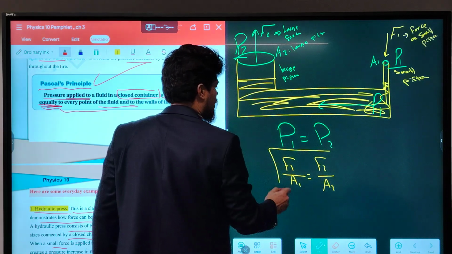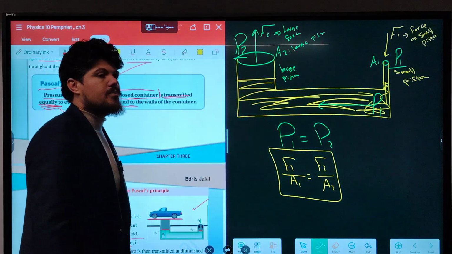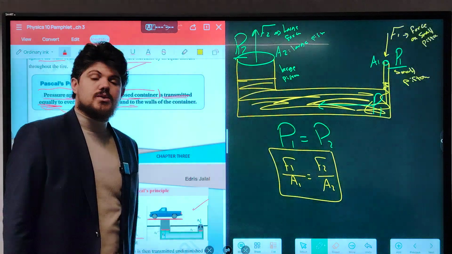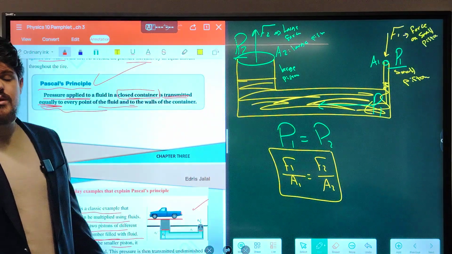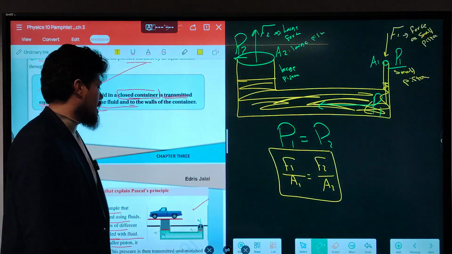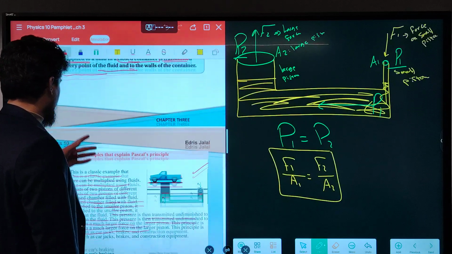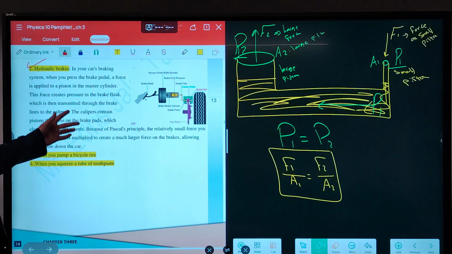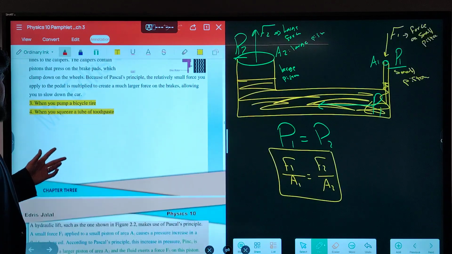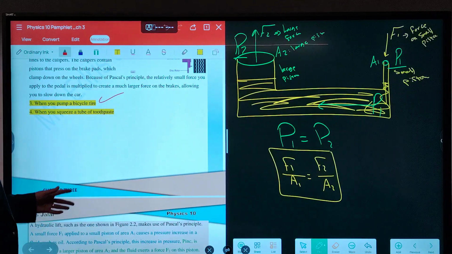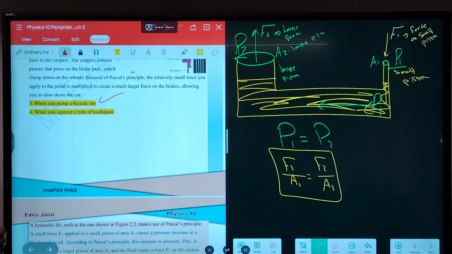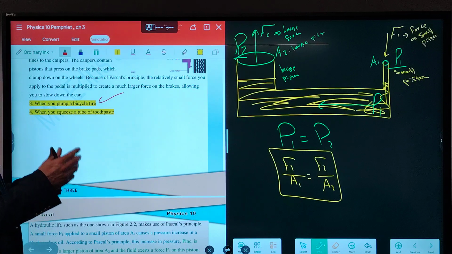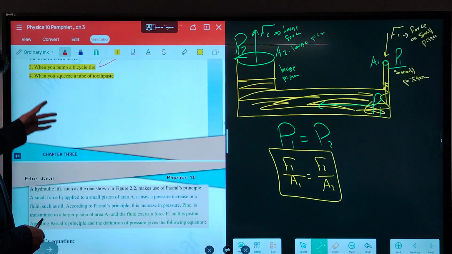F2 over A2. So this relation is very important for solving questions. By using this relation, we can determine the force on a small piston, the force on a large piston, and you can find the area. The hydraulic brake is one of the applications of Pascal's principle. When you pump a bicycle tire, when you squeeze a tube of toothpaste, you are using Pascal's principle. So we have many applications of Pascal's principle.